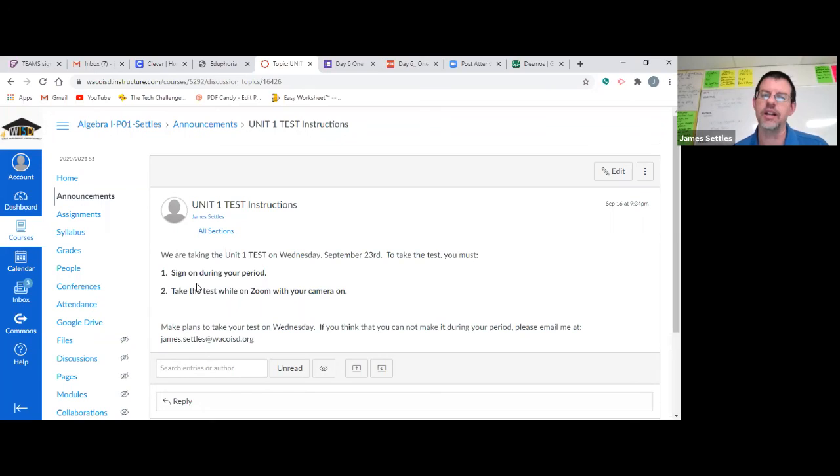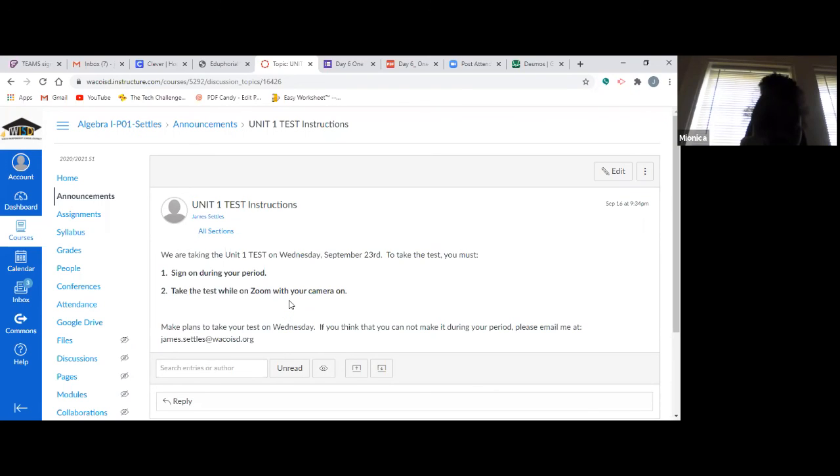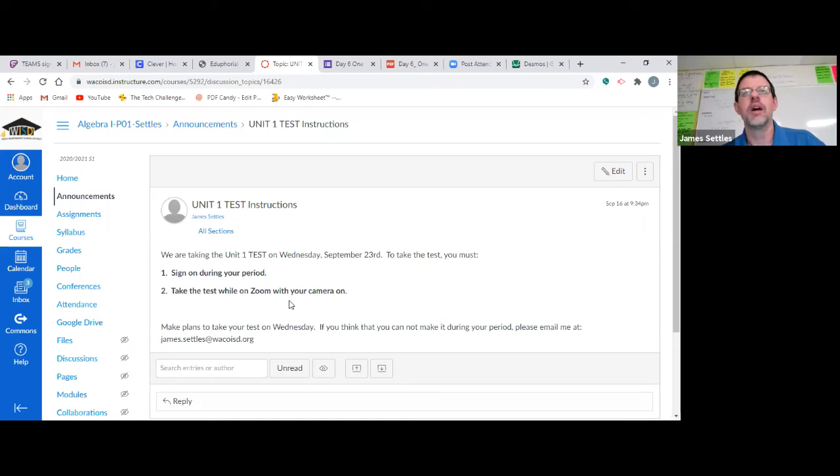The second thing is that you got to have your camera on, which you do anyways, but you got to have your camera on while you're taking the test, okay? And then the test will be online. We are going to create a video that shows you how to log on to the test and what the test will look like and stuff like that, so that you'll be familiar with it.